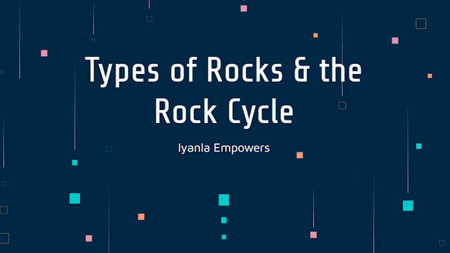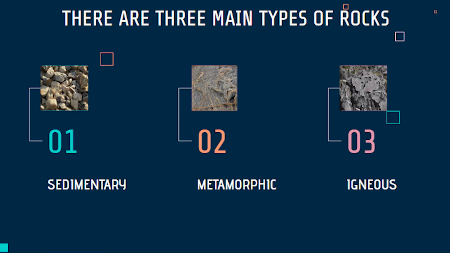Okay, now let's get into it. Now, there are three main types of rocks. I know a lot of us always see rocks on the road, or if we're going to the airport, we always see these big giant boulders and we're like, rocks are rocks, but some of us may not know that there are different types of rocks, right? So there are three main types of rocks. The first one is sedimentary, second metamorphic, and third igneous.